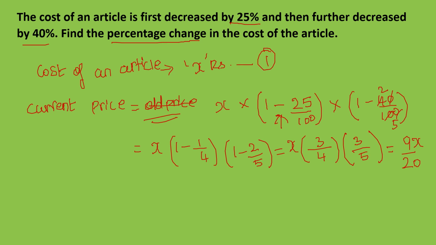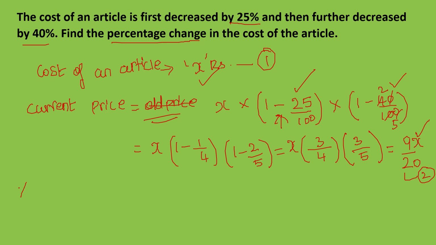So now we got initially the cost of an article as X rupees. Now after two changes, first change 25% decrease and the second change again 40% decrease, the cost is going to be 9x by 20. So this is the cost right now. This was the initial cost. Now the question is not ending over here. Here the question is, you need to find the percentage change in the cost of the article.